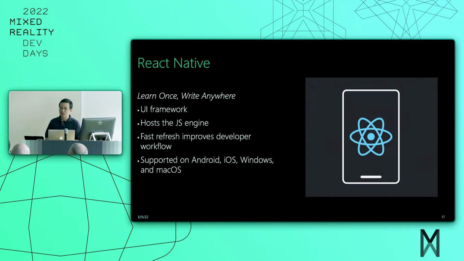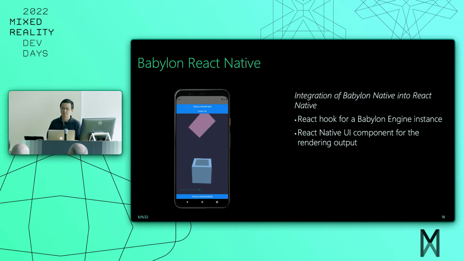So now that we know a little bit about React Native, how does Babylon Native fit with it? So this is where Babylon React Native comes in. We can think of it as the glue between Babylon Native and React Native. It provides a React hook to manage the lifetime of a Babylon Native engine instance, as well as a UI component that provides a rendering surface for Babylon Native to render to. And speaking of flexibility from the previous slide, Babylon Native is configured to hook into the same JavaScript context that React Native provides. And this way, we don't have to create two separate JavaScript contexts. It's actually using the same one.